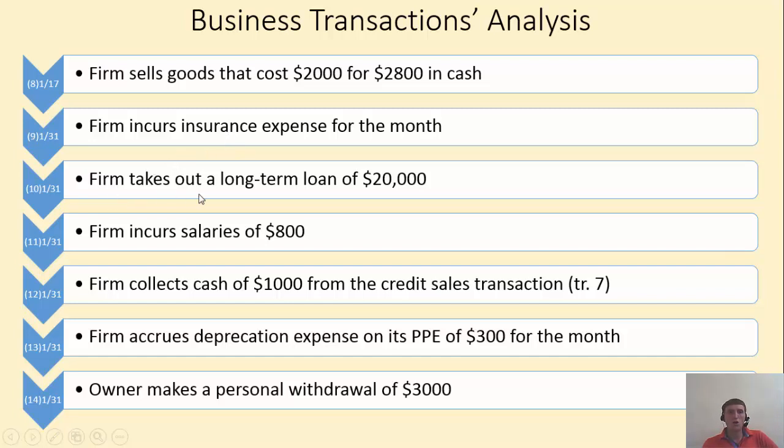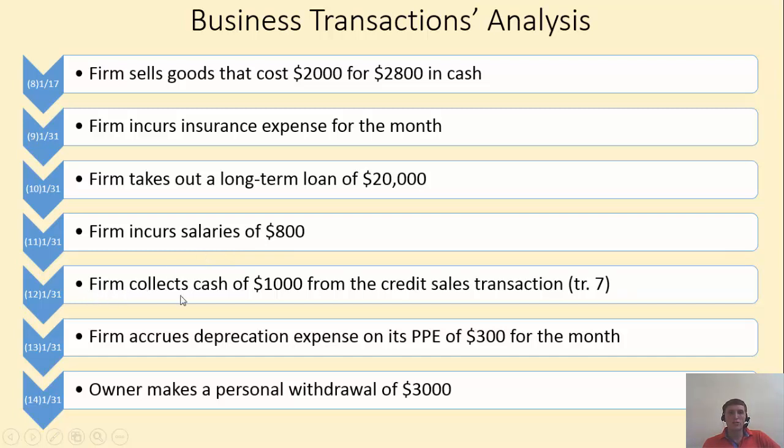Firm takes out a long-term loan of $2,000. Now here we're at January 31st, end of the month. These two transactions and the rest of the transactions are occurring at the end of the month. Firm incurs salaries. So the company prepares its payroll, and it figures that it owes its employees $800. It doesn't pay yet. But it still has to accrue these salaries so that its profit or loss figure takes into account all the revenues and expenses for the month.